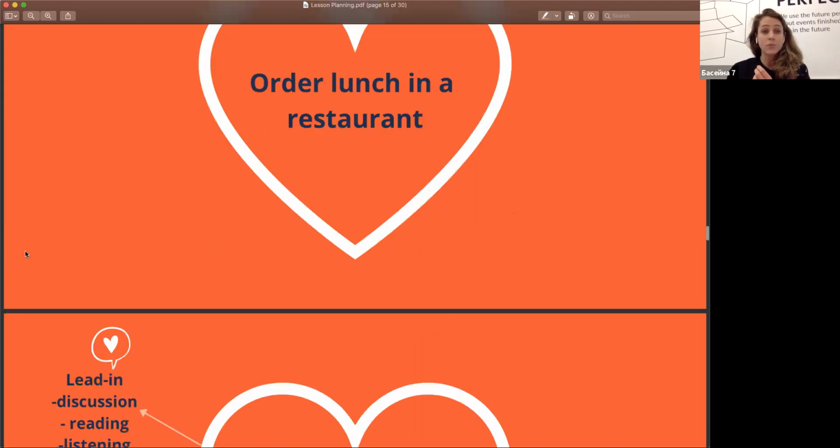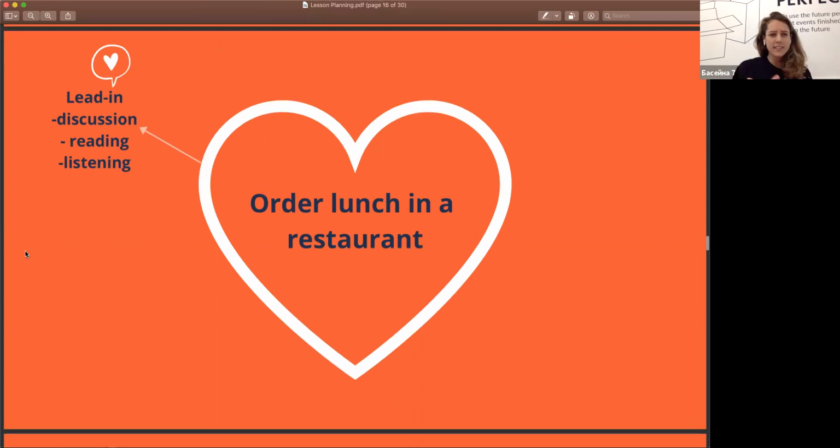I can start with leading. For leading, we can take different types of tasks. It can be discussions. It can be maybe vocabulary tasks when they match food or dishes and countries, whatever. It can be some reading or listening. It can already be a listening model of what you want them to achieve at the end of the class. That is your leading, which obviously is connected with ordering lunch at the restaurant.